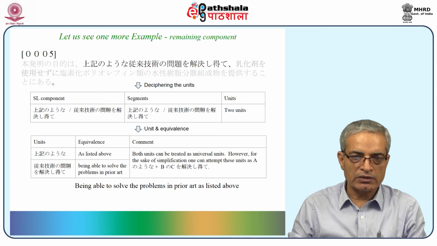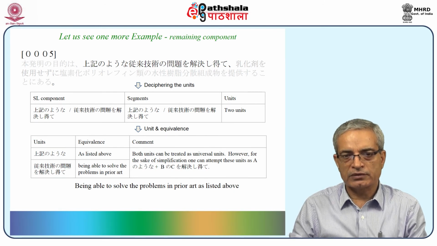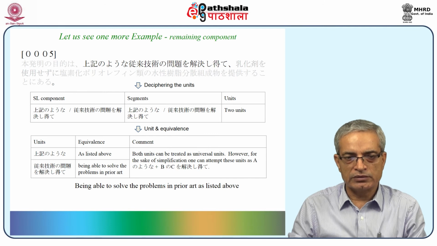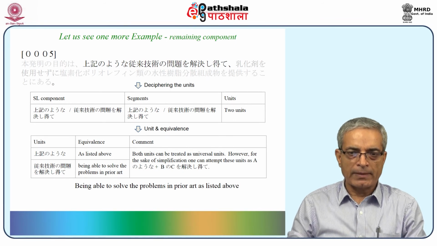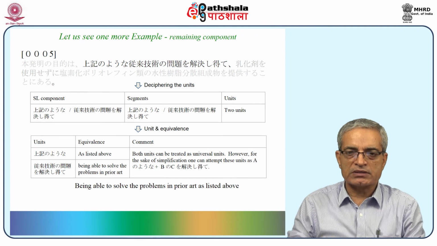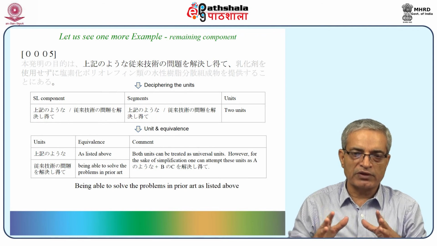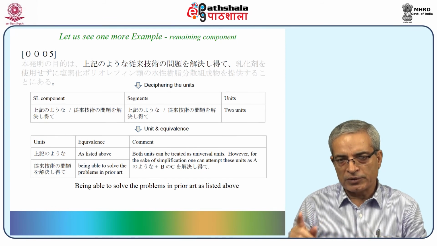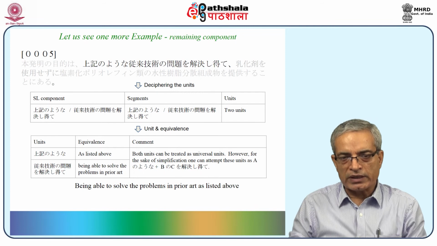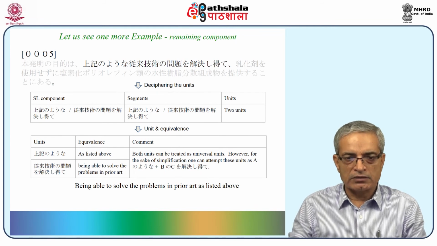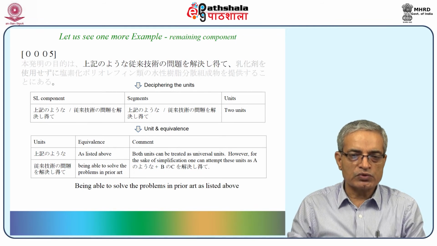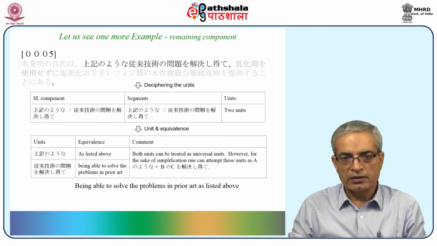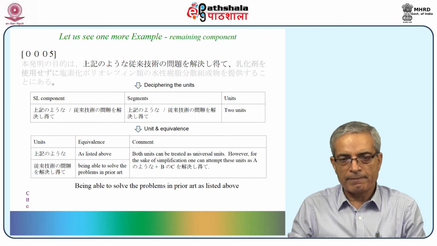Okay, the units are "joki no yona" as listed above, and "jurai gijitsu no mondai o kaiketsu shiete" means being able to solve the problems in prior art. So both units can be treated as universal units. However, for the sake of simplification, one can attempt these units as "A no yona plus B no C o kaiketsu shiete", and the combination is being able to solve the problem in prior art as listed above.